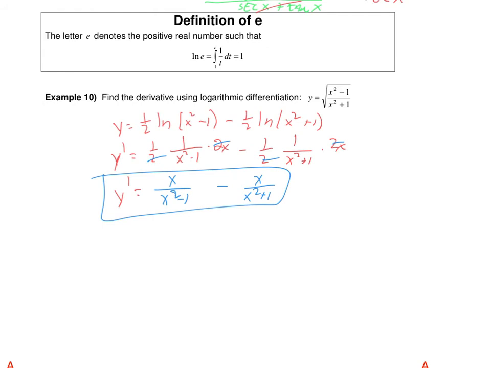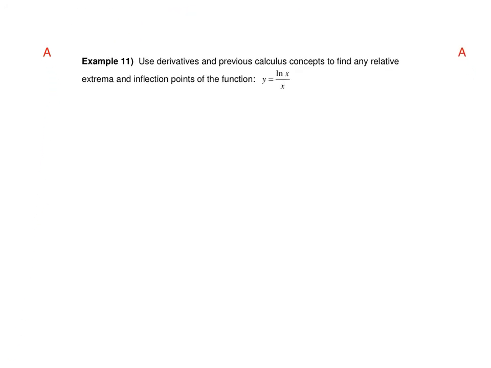We have one more. Use derivatives and previous information to find extrema and points of inflection. So I need to find my derivative. So I've got a quotient rule. So derivative of the top is 1 over x times the bottom minus the derivative of the bottom times the top all over the bottom squared.